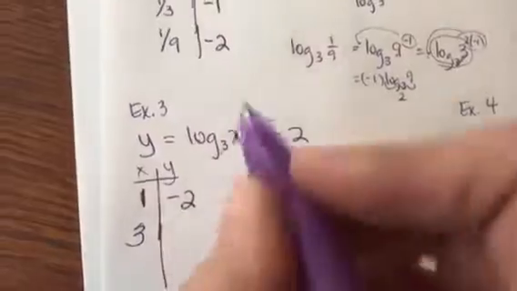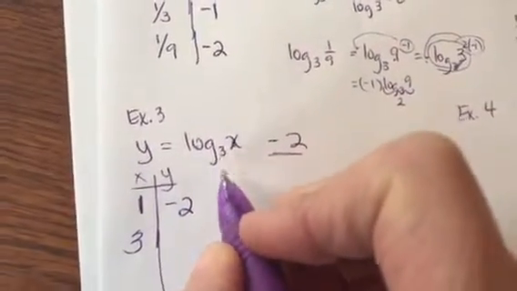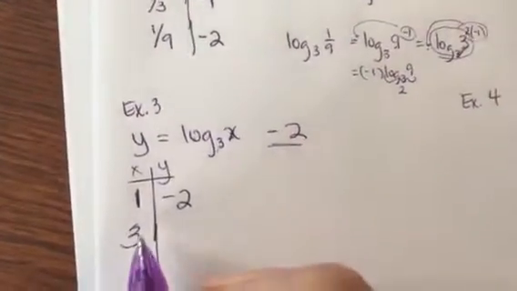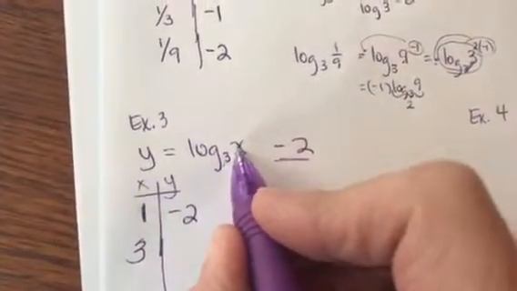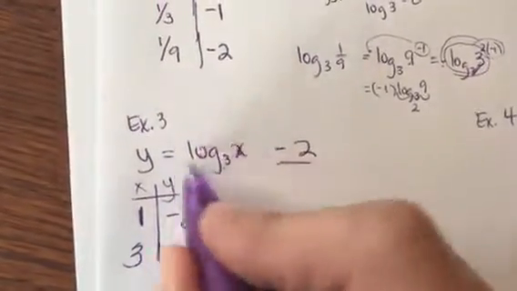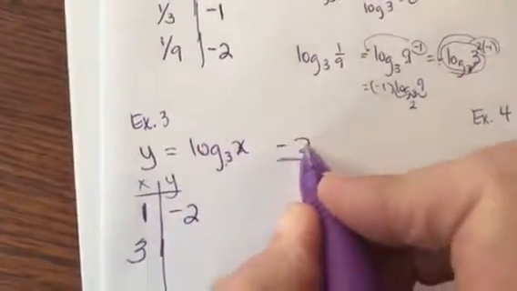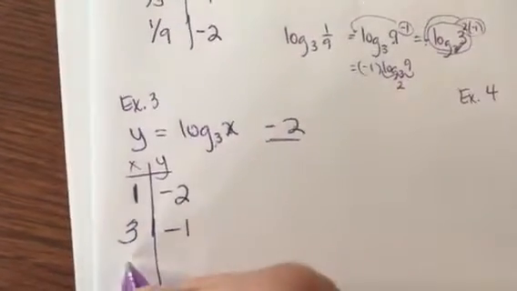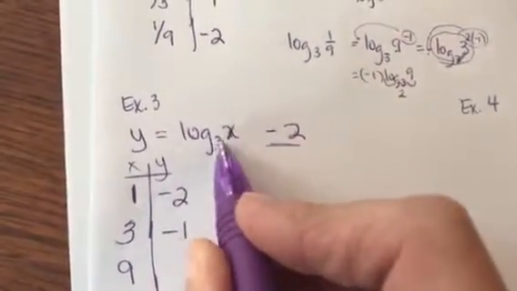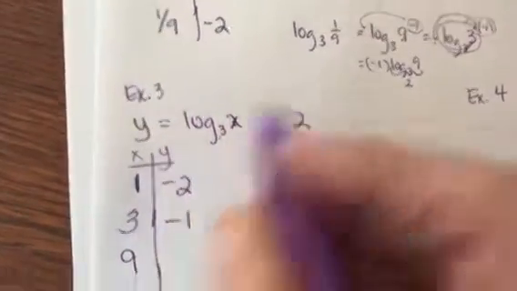And then if it was base 5, I'd be plugging in 5 and 25 and what is that, 125, but who would want to graph that? Okay, so if this is a 3, log base 3 of 3 is 1. 1 minus 2 is negative 1. And I'm going to try another one. If I plug in 9, log base 3 of 9 is 2. 2 minus 2 is 0.